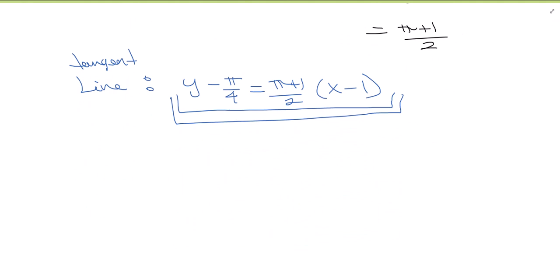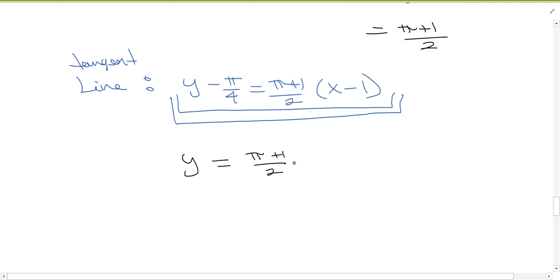Now on your homework, you may need to change it to y equals mx plus b. So this will just be, oh boy, how do we do that? So pi plus 1, distribute that in there. So (pi plus 1) over 2 x minus (pi plus 1) over 2. And then we're adding that pi over 4. Right, I'm adding that pi over 4 to both sides. And get a common denominator. So multiply this by 2, top and bottom, to get the common denominator of 4.